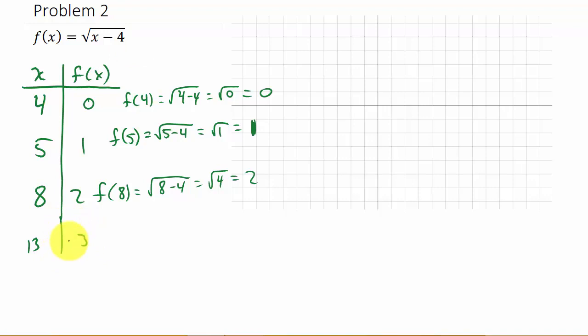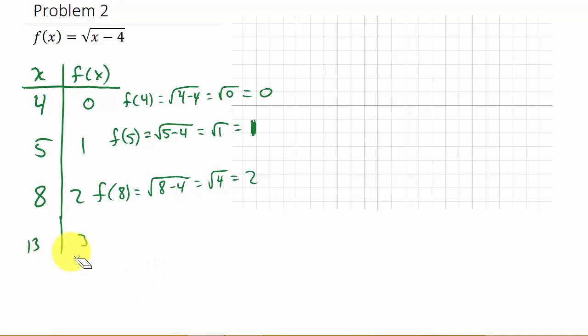Okay? And then if you had to choose 5 points, then you would need to choose one more. Well, the square root of 9 came from 13 minus 4. What's the next perfect square? 16. So you would have to plug in for x whatever would give you 16, which would be what? 20. 20 minus 4 is 16. Okay? So that's how you want to go about choosing your points.